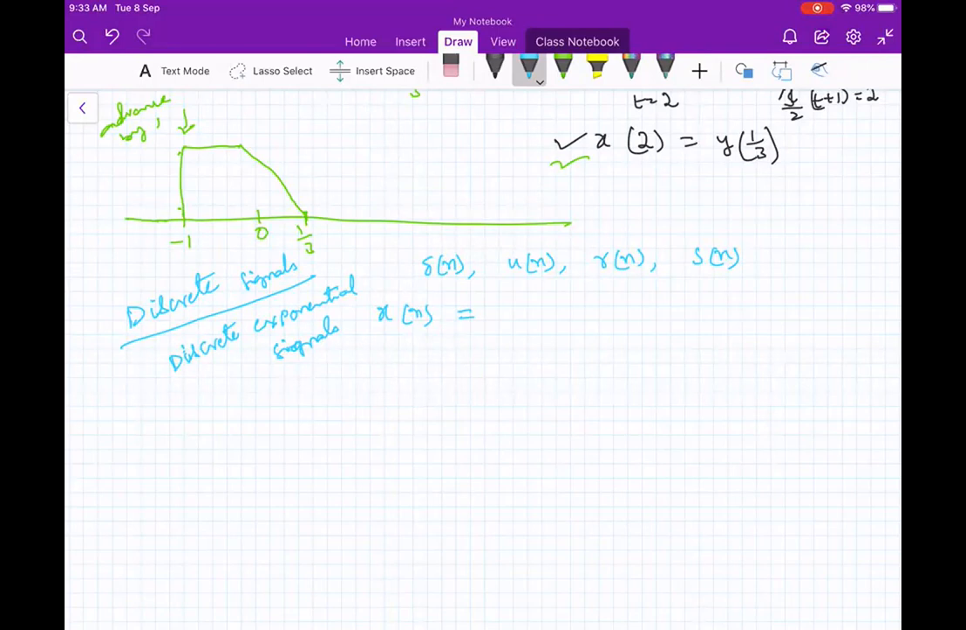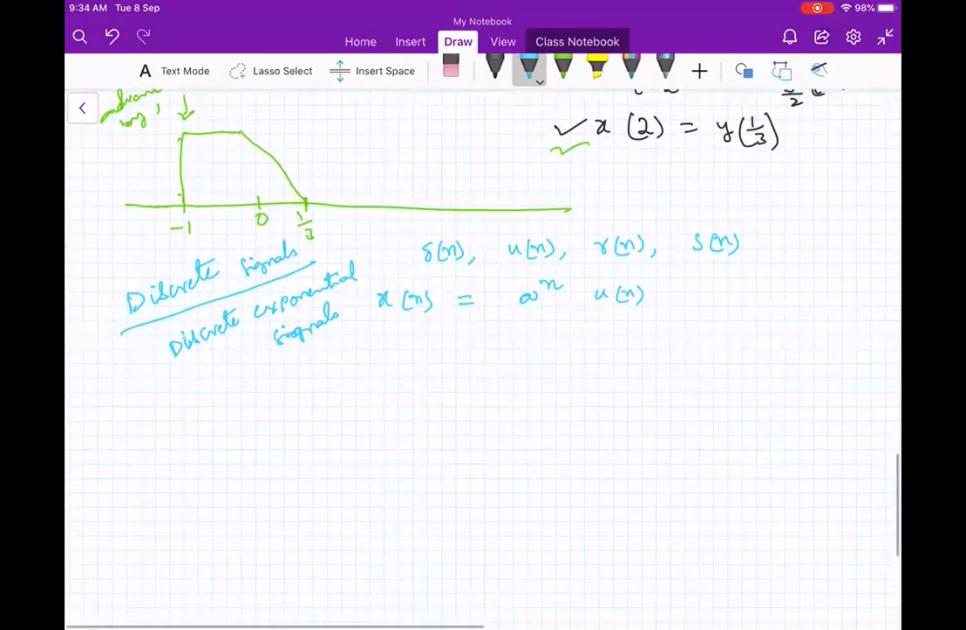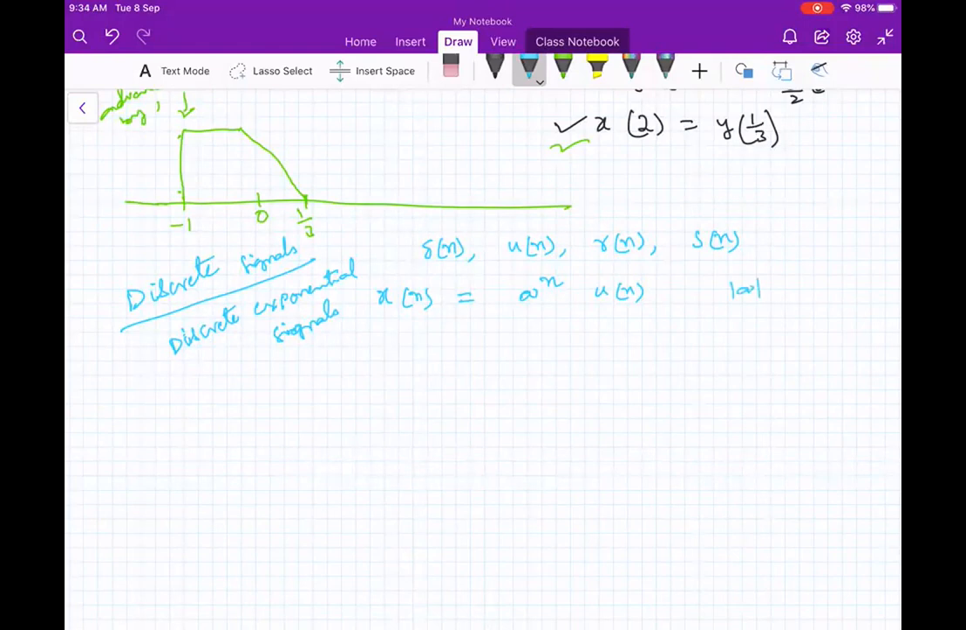x of n equal to e power alpha n. You can say e power alpha n or simply a power n. And if you would like to have a signal only after 0, then it is a power n u of n. This is one example of a discrete exponential signal. Is it correct or not? It is a decaying exponential if mod a is less than 1. Correct.